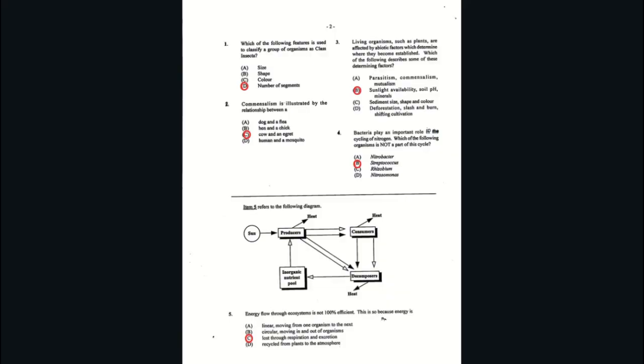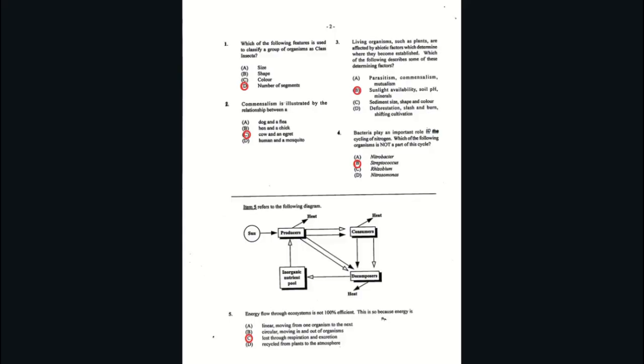One is benefiting by getting food, and the other one is not really harmed in the process. The cow doesn't care what the egret wants to do, but the egret does benefit. So that's what it is, where one benefits and the other one is not harmed in the process. That's commensalism. And then we're going on to number three, and it says living organisms such as plants are affected by abiotic factors which determine where they become established.